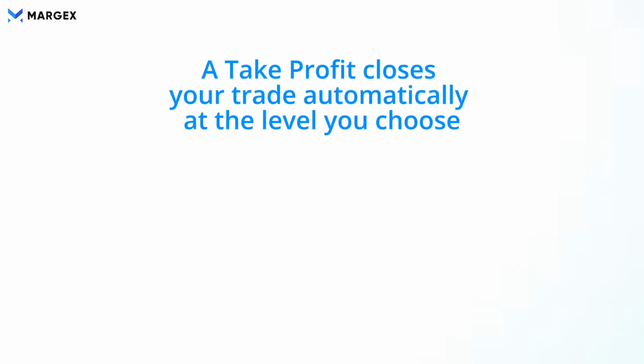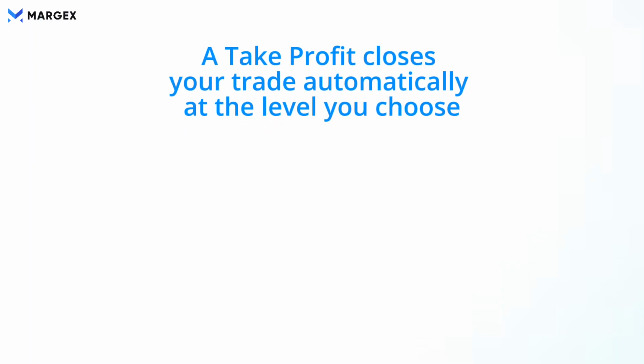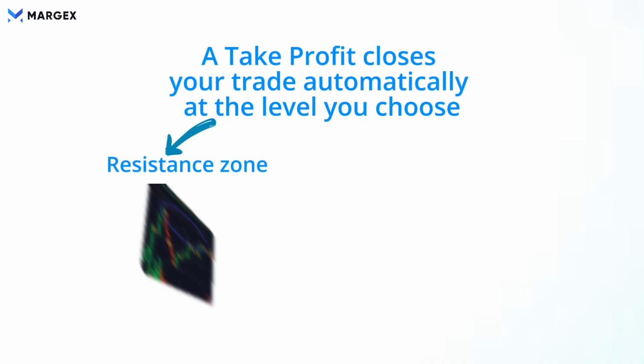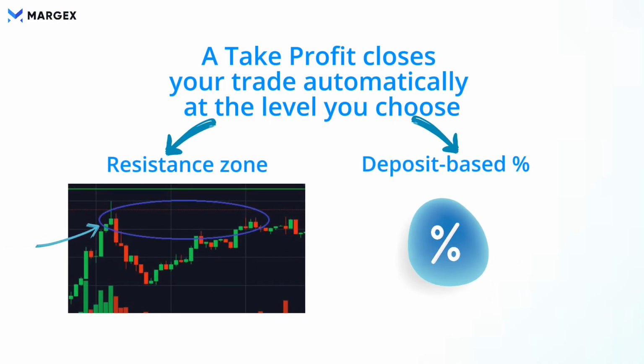There are many ways to choose that level, but here are two simple examples for beginners. Using the next resistance zone, using a percentage of your deposit, usually 10 to 15%. Now let's see how both methods look inside the Margex interface.